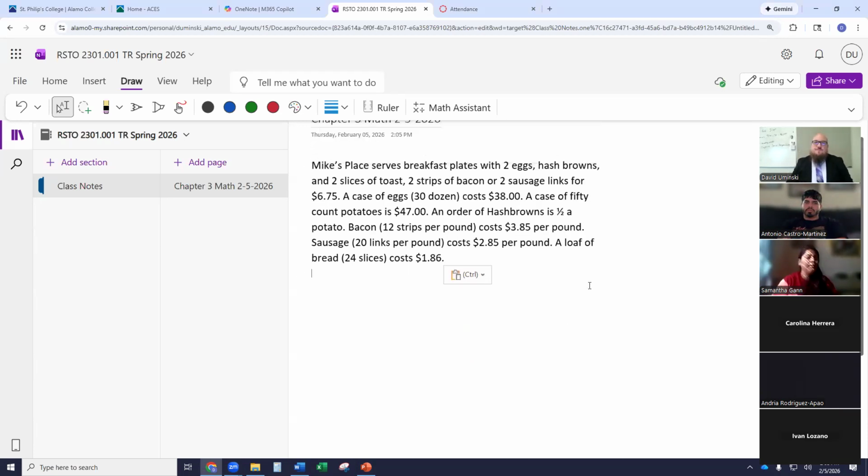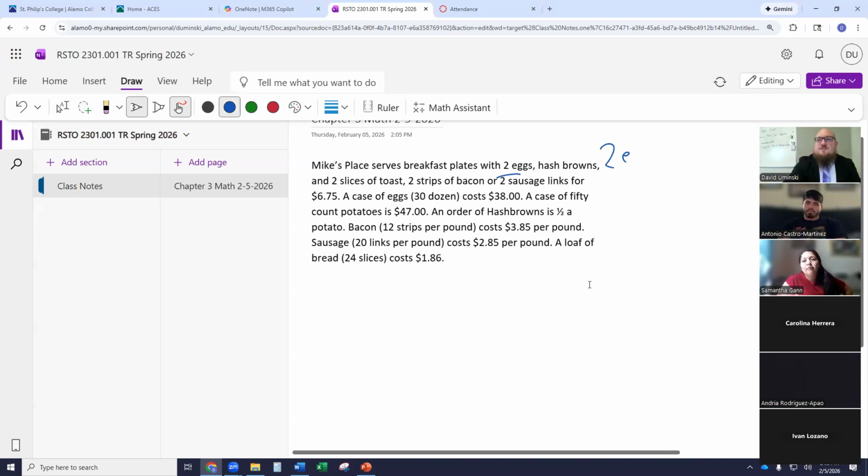Okay, so we're going to create a standardized recipe for this breakfast plate. Our breakfast plate is served with 2 eggs, hash browns, 2 slices of toast, and then we have either bacon or sausage. Okay, so that is our standard recipe: 2 eggs, hash browns, 2 pieces of toast, and bacon or sausage as our choice of protein.